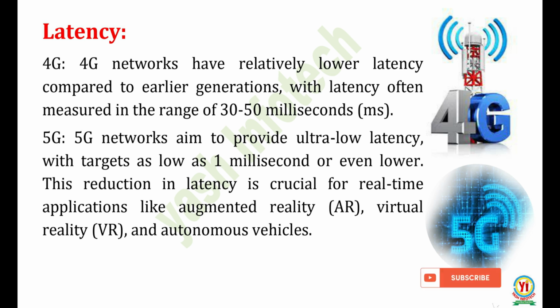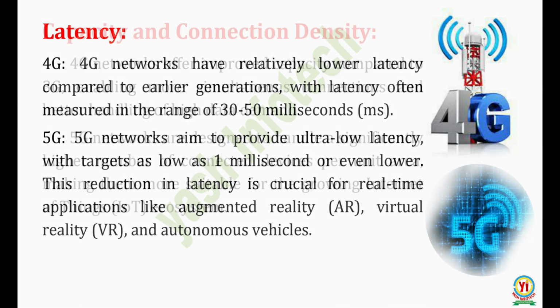Latency. 4G networks have relatively lower latency compared to earlier generations, with latency often measured in the range of 30 to 50 milliseconds (ms). 5G networks aim to provide ultra-low latency, with targets as low as 1 millisecond or even lower. This reduction in latency is crucial for real-time applications like augmented reality (AR), virtual reality (VR), and autonomous vehicles.